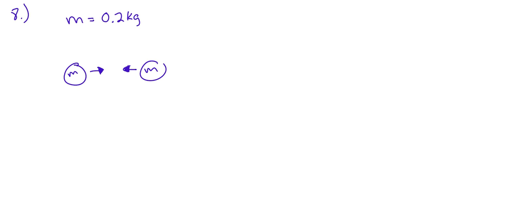It says the first ball is moving 3 meters per second to the right. The second ball is moving 4 meters per second to the left. They can't both be positive because these are velocities, so I'm going to call the left direction negative because that's what most people do. Okay, that is the initial or pre-collision state.